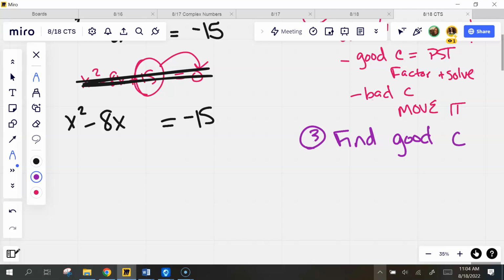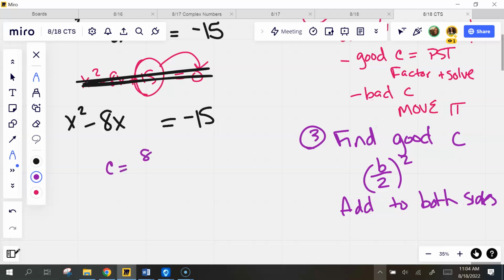Find a good C. How do I find a good C? Take B, half of that, and square it. When you find a good C, you're going to add it to both sides, because it's an equation, I have to stay balanced. So if I put it to one side, I also have to put it to the other. So in the case of this example, what's my good C? Okay, so we took 8, or negative 8, doesn't matter, cut it in half and squared it, and we got 16. That's going to go here and here, just to keep my equation balanced. Are y'all following me?